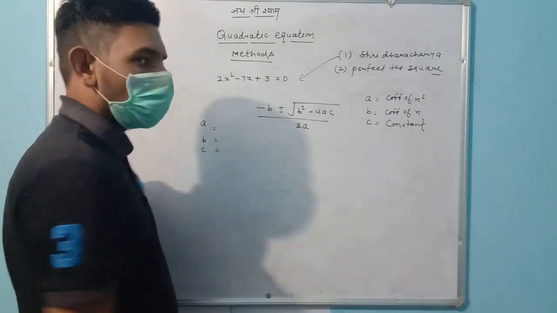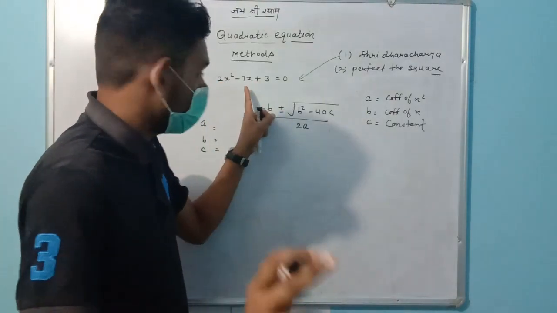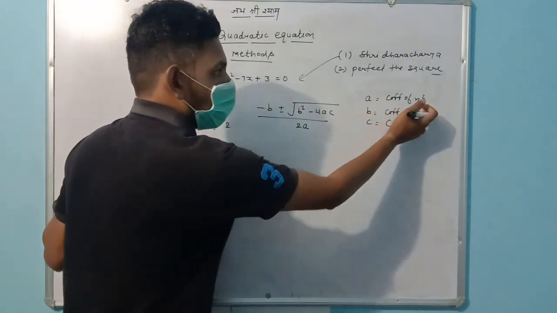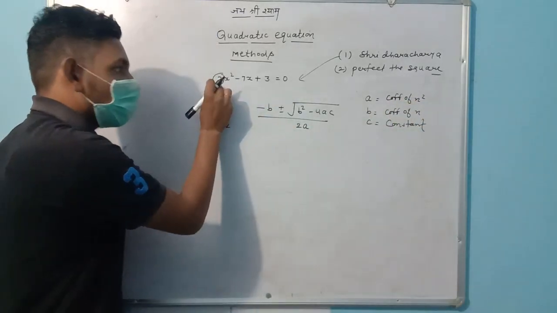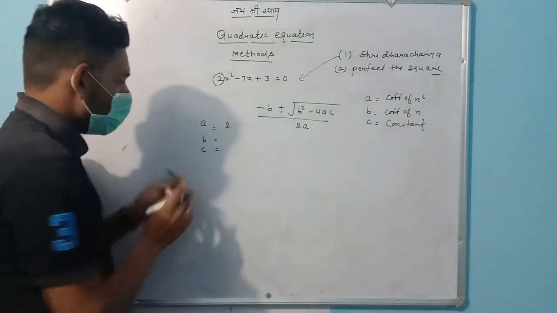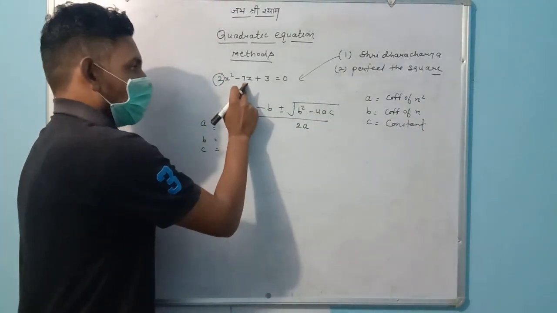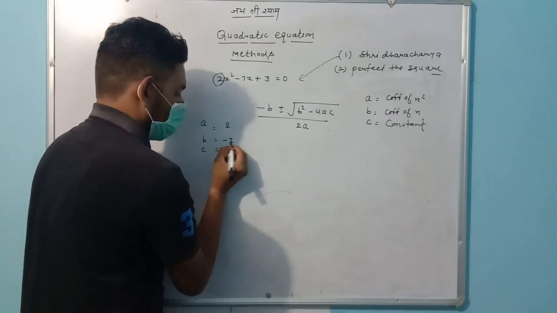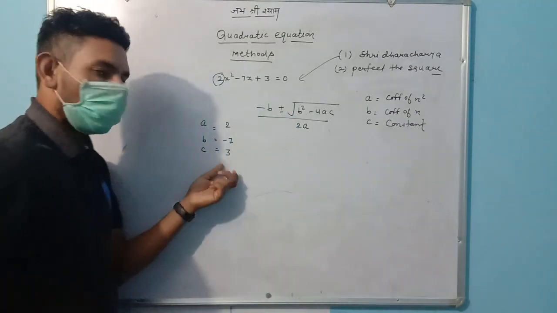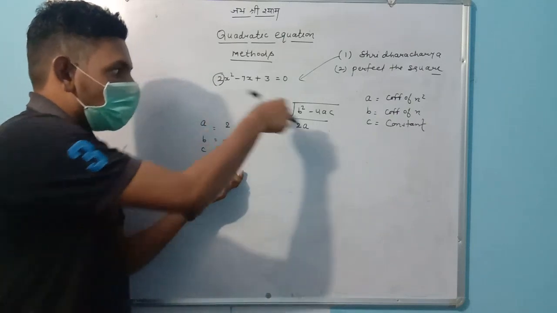What is the value of a from this equation, students? The value of a is 2, the coefficient of x square. Coefficient means the multiple. What is the value of b? Minus 7. And c means constant. The constant is 3. Then we put these values in the formula.